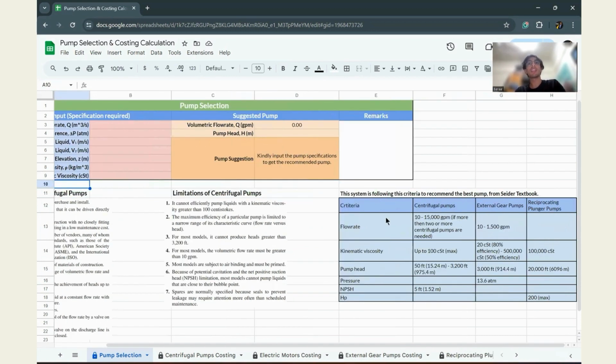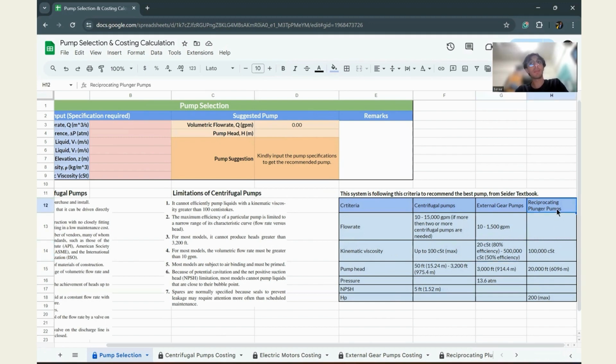And on the right here, we have the criteria table that is also extracted from either book. As you can see, the centrifugal pump can handle up to 15,000 gallons per minute, and if more than that, it can still handle it but with more than one centrifugal pump. While the external gear pump is suitable for higher dynamic viscosity. It can handle up to 500,000 centistokes, but take note that it's going to be around 50% efficiency only.